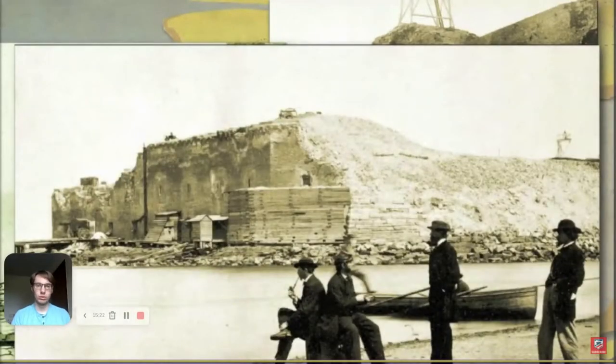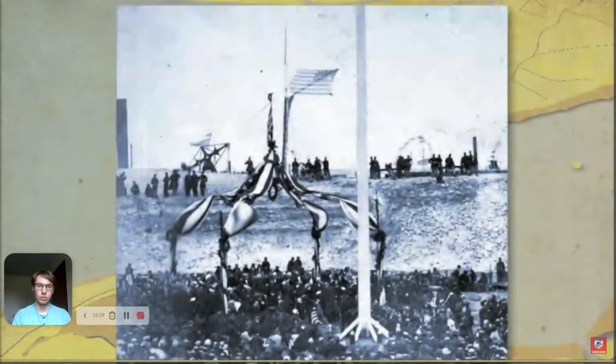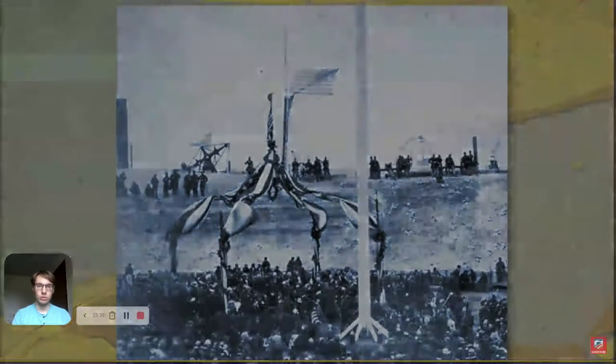Finally, as the war's end neared, Fort Sumter was evacuated. On April 14, 1865, Anderson came out of retirement to raise the U.S. flag once again over Fort Sumter. The war was over.